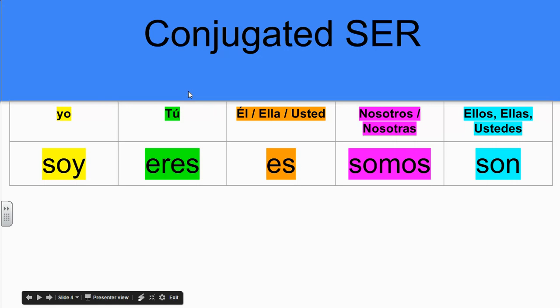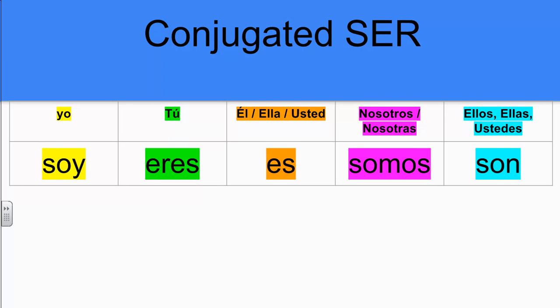As you see the conjugated forms of ser, I've left in yellow yo soy, tú eres, él, ella, and usted all share the form es. Nosotros and nosotras both use somos, and ellos, ellas, and ustedes use son. So when I want to make a statement that says I am, I'm going to say yo soy.